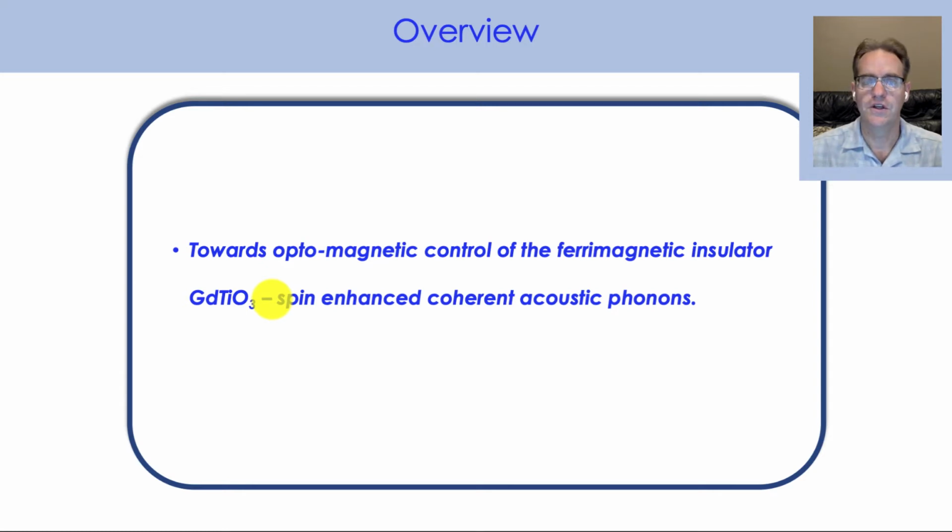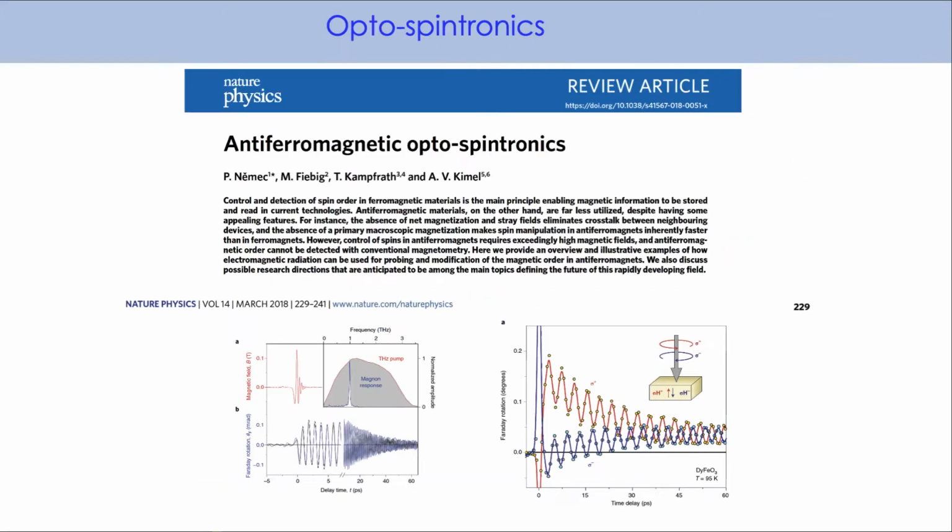I won't go into excruciating detail, but I'll at least try to give you a feel for some of these exciting ideas that can be investigated using femtosecond pulses. And in this particular case, we're going to actually do it in a magnetic field. Okay, so this is a very interesting and rich area, and it has been termed optospintronics. Here's a nice review paper that came out in 2018 on antiferromagnetic optospintronics.